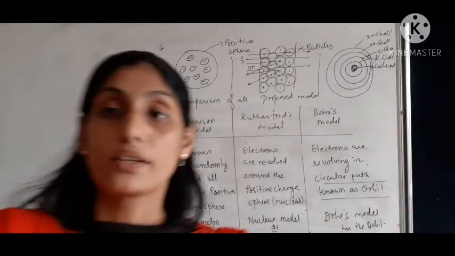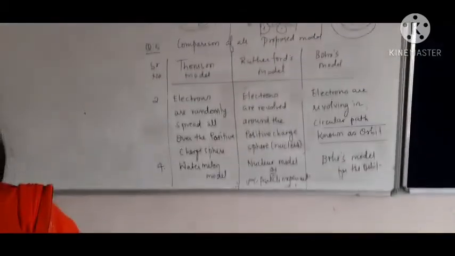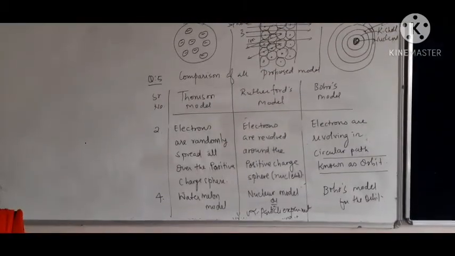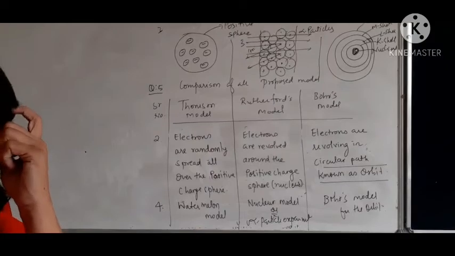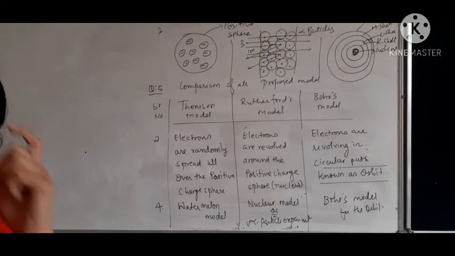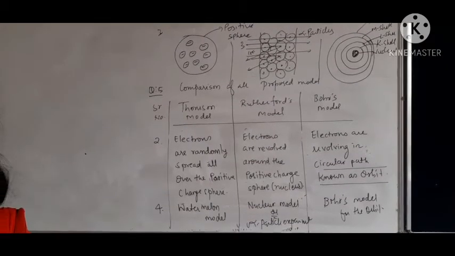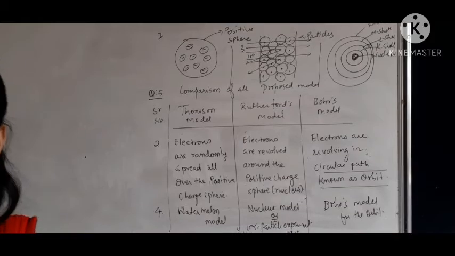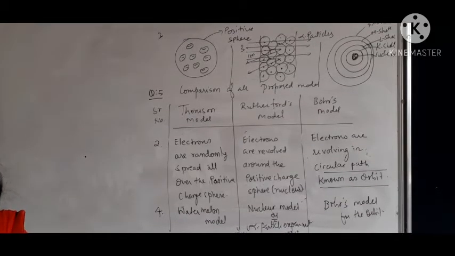So that you can copy the fourth point. If you are not visible, then you can copy. That is known as the watermelon model. Second is the alpha particle scattering experiment and Bohr's model of an atom for the orbit. So these are the 4 points which you can write for the comparison of all 3 models.